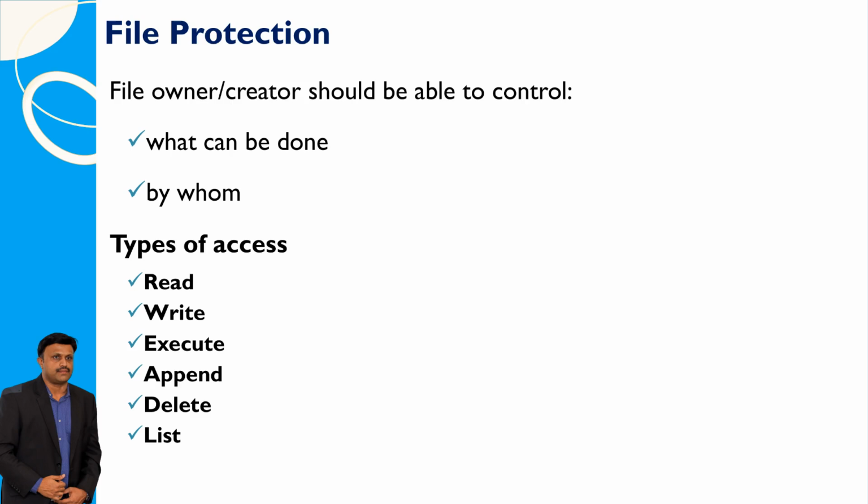File protection is a crucial aspect, giving owners or creators control over actions and permissions within their files. They dictate what can be done and by whom, encompassing various types of access such as read, write, execute, append, delete, and list. These permissions ensure the integrity and confidentiality of the files, safeguarding against unauthorized access or modifications.